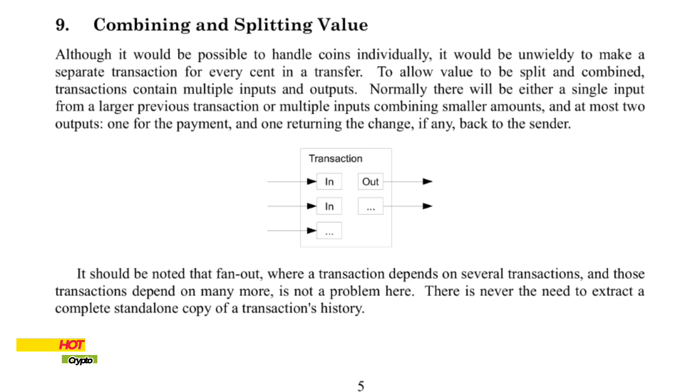It should be noted that fan-out, where a transaction depends on several transactions, and those transactions depend on many more, is not a problem here. There is never the need to extract a complete standalone copy of a transaction's history.